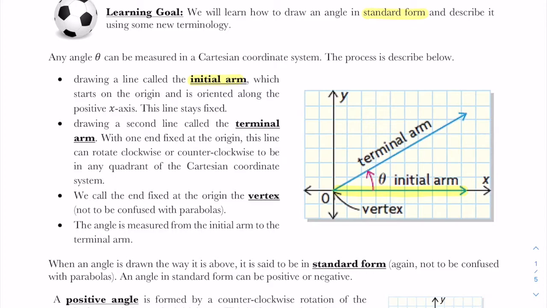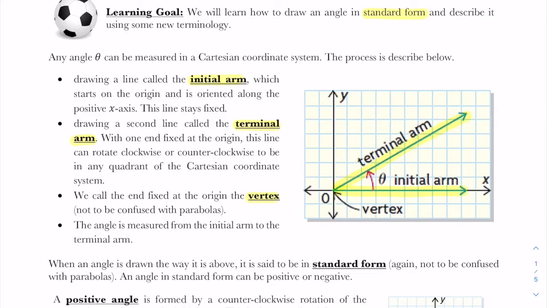This line stays fixed. Then we draw a second line called the terminal arm. One end of it is fixed at the origin, and that line is free to rotate. I'll highlight the terminal arm in the picture to the right. As we'll see soon, the terminal arm is free to rotate either clockwise or counterclockwise to put it in any quadrant of the Cartesian coordinate system. The end that is fixed at the origin is called the vertex. Please don't confuse this with the vertex of a parabola.